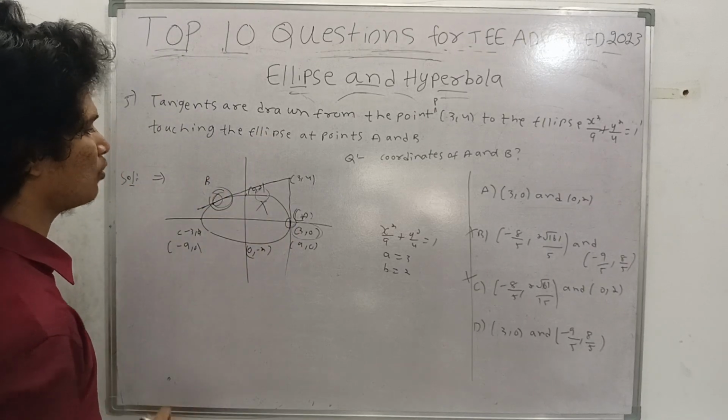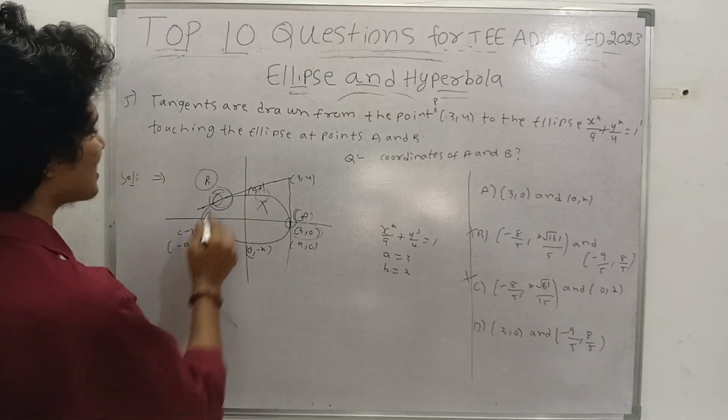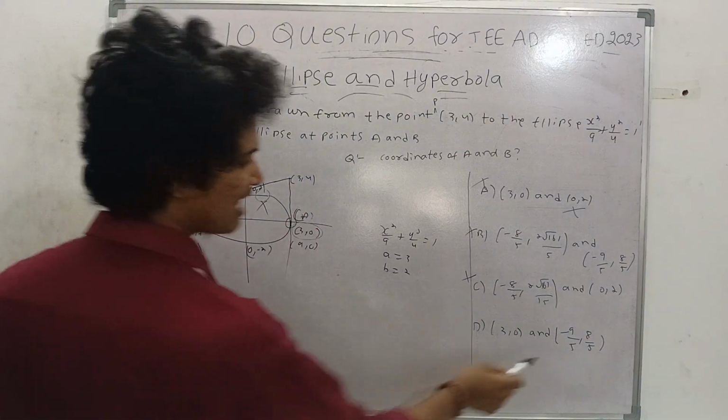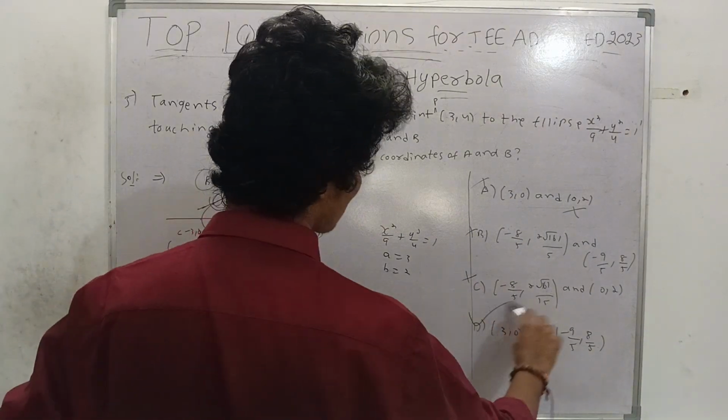It should touch in the second quadrant only. So the B coordinate should be in the second quadrant. So 0, 2 is first quadrant, so this option is also wrong. Minus 9 by 5, 8 by 5 is second quadrant, so this option is correct.